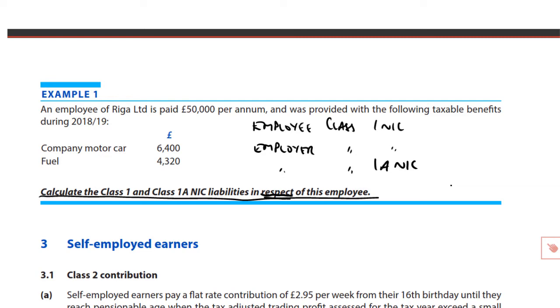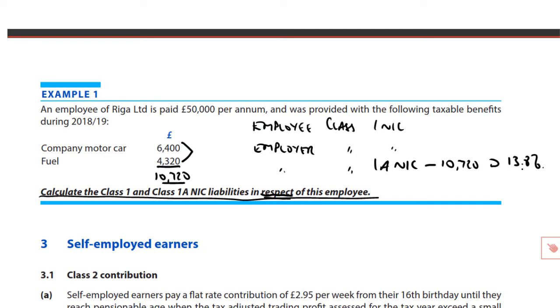Right, how do we then go about doing that? Well, there we've got the assessable benefits. Those assessable benefits, non-cash benefits provided, they of course are subject to Class 1A NIC. So we've got in total, what have we got there? Some £10,720. So that £10,720 would be at the standard 13.8% rate, whatever that comes to. Again, you can check the numbers for that in the back.